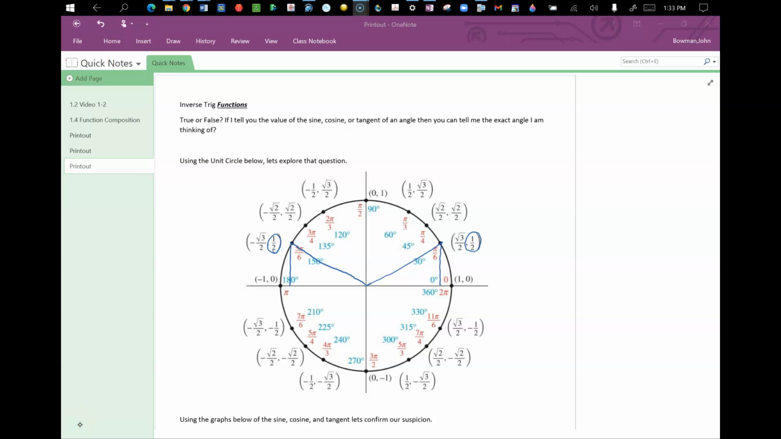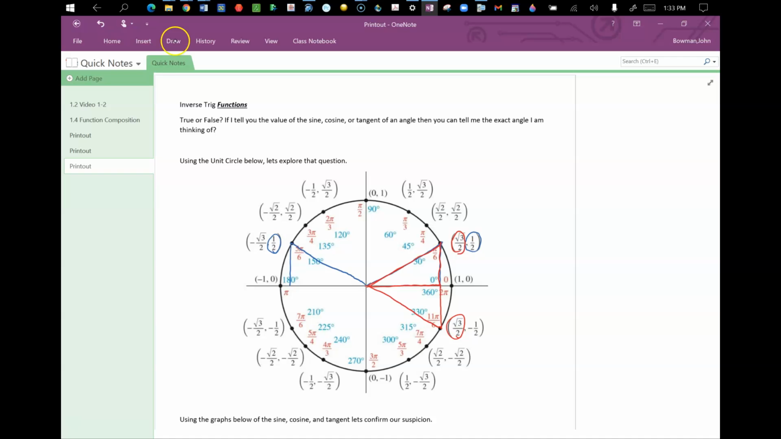Let's try the same thing for the cosine. Let's pick a cosine of root 3 over 2. Again, that puts us at an angle in the first quadrant of pi over 6. The cosine is the x-coordinate on the unit circle, root 3 over 2. But you will also notice that an angle of 11 pi over 6 has the same x-coordinate, or the same cosine. So for the cosine, it's also not true that if I told you the value, you would be able to tell me the exact angle, because there's more than one.